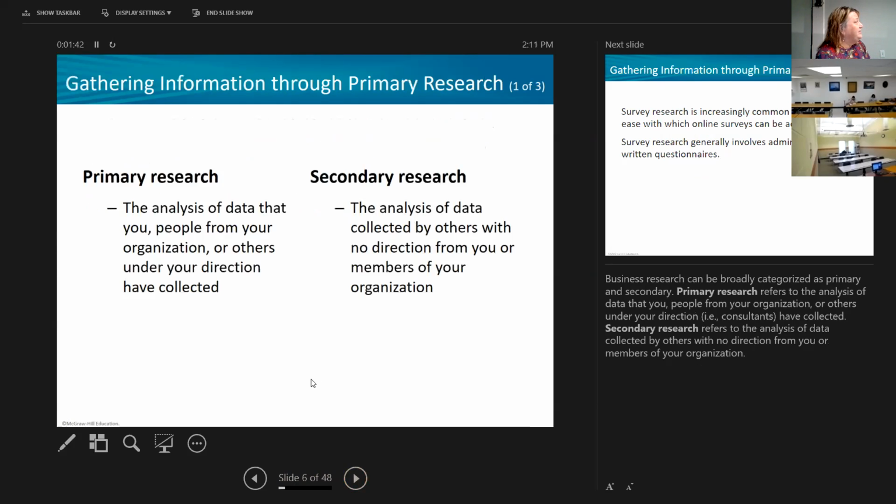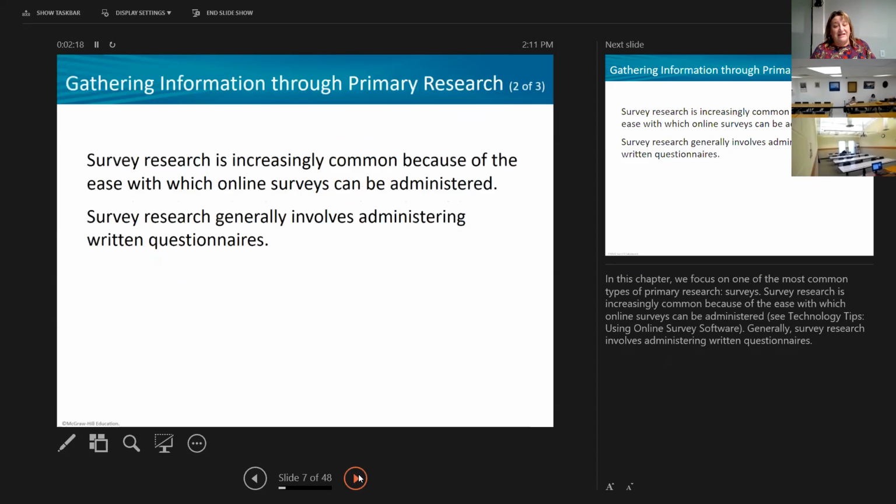Primary research is research that you collect yourself. Secondary research is research where you are using data that has been collected by other people. You have not actually directed that data to be collected. So I would say most of you all would be doing secondary research at this time, looking at what other people have collected, and then just analyzing that data.